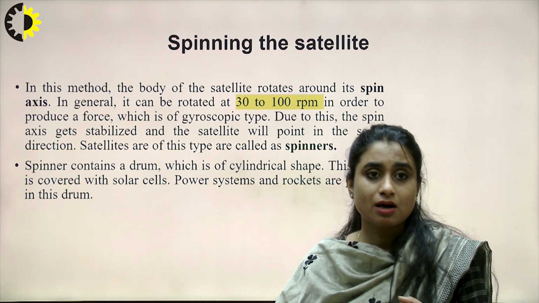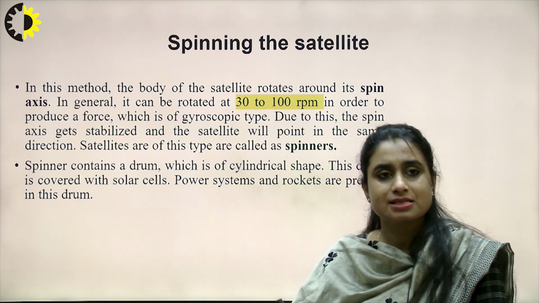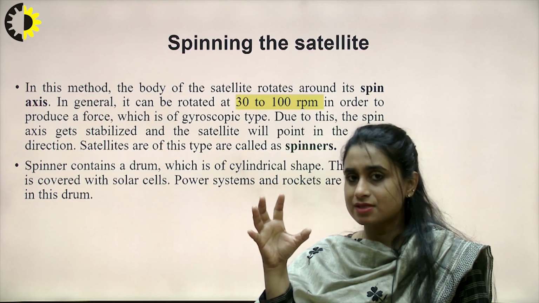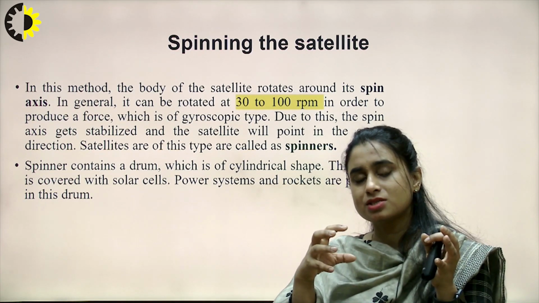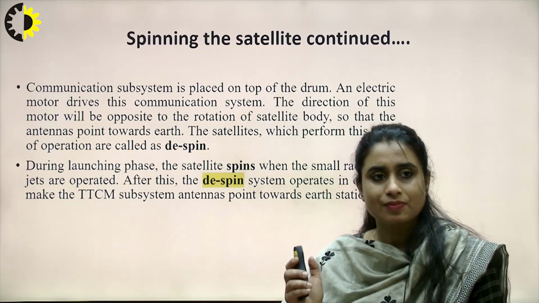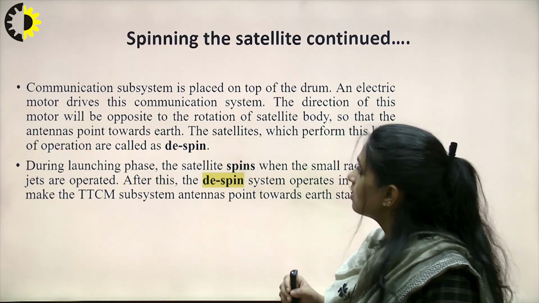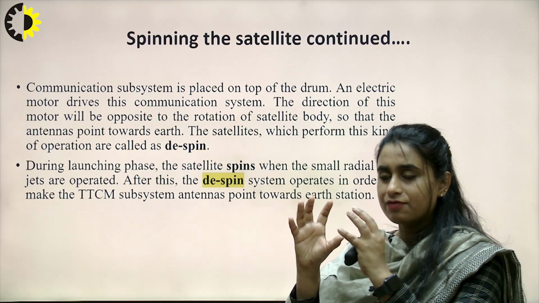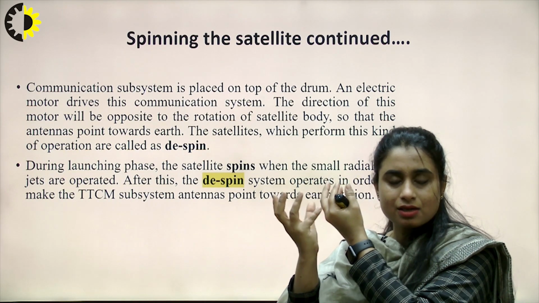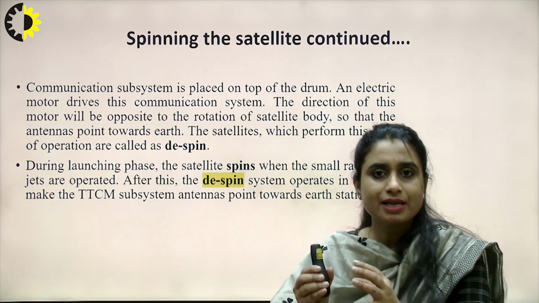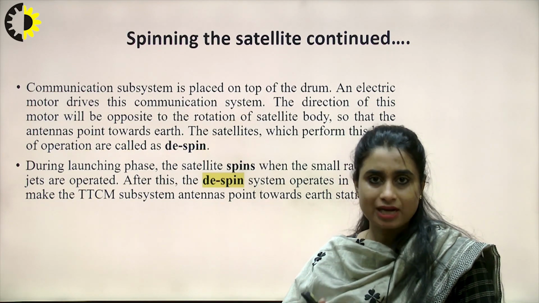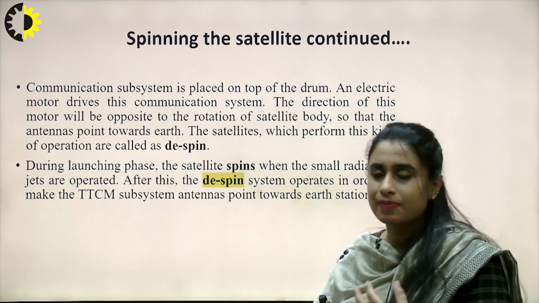Now, due to the spin, the axis gets stabilized and the satellite will point in the same direction. But if the satellite has a camera or antenna that should point to a particular position, how do we maintain that? For that we use a D-spin system, so that if the satellite rotates clockwise, the D-spin antenna rotates anti-clockwise, so that the rotation is cancelled out and the antenna points in the direction it is meant to point, right? So we use the D-spin system here.